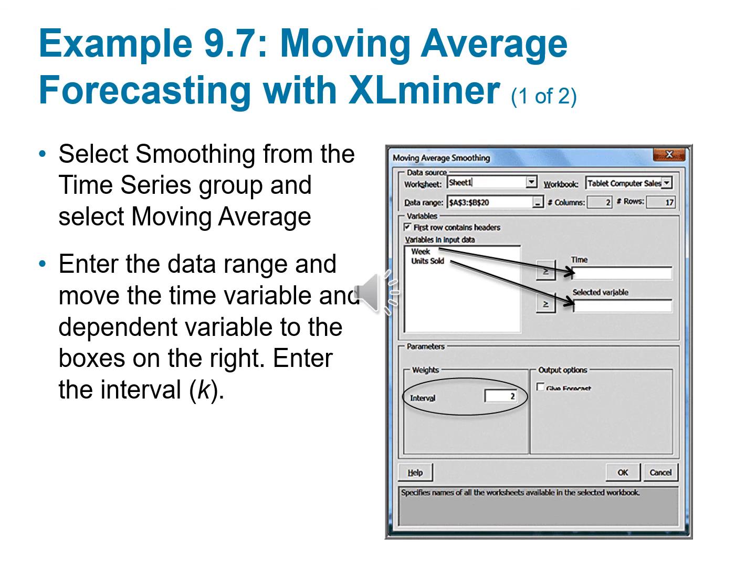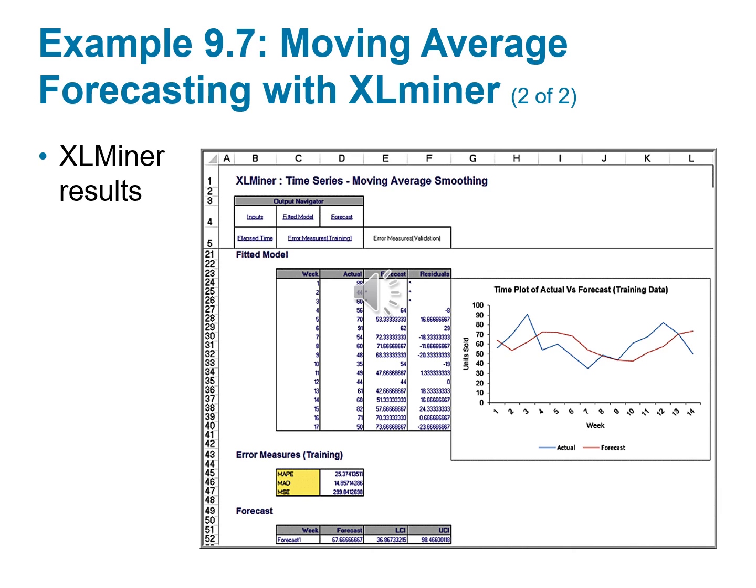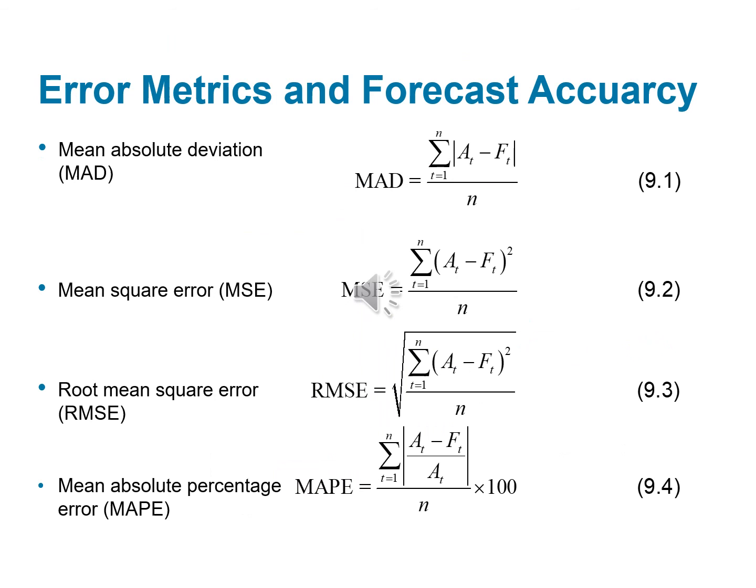Select Smoothing from the Time Series group and select Moving Average. Enter the data range and move the time variable and dependent variable to the boxes on the right. Enter the interval, K. Example 9.7, Moving Average Forecasting with Excelminer, 2 of 2. Excelminer results.